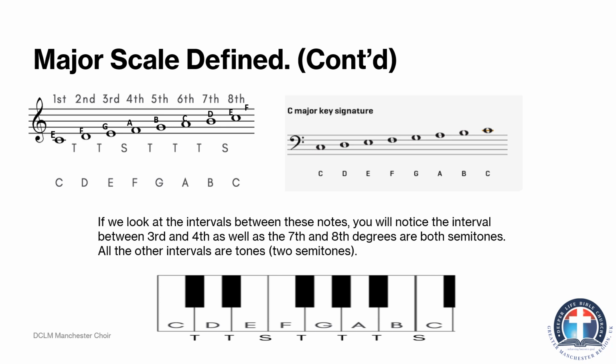Now, as we rightly said, we are considering the 3rd and the 4th, which is the E and the F. In between the E and the F, there is no black note, and that is why we have a semitone movement between the E and the F.